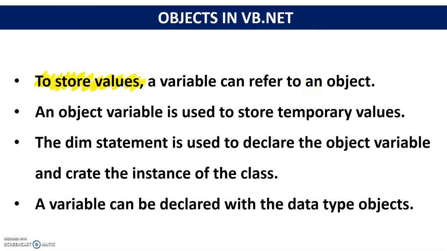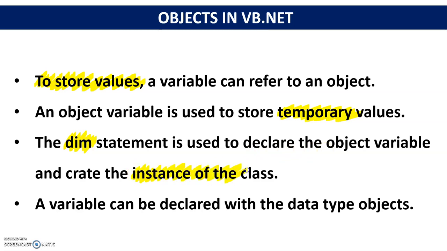The second point is, an object variable is used to store temporary values. Keep in mind that it can be used to store temporary values. You cannot store the data permanently inside the object. Then how to declare? We have a Dim statement for that, which we'll see in the next slide. The Dim statement is used to declare the object variable and create the instance of the class. This is not new for us, right?